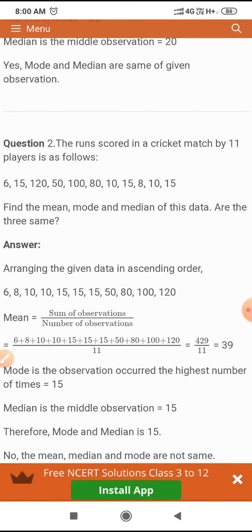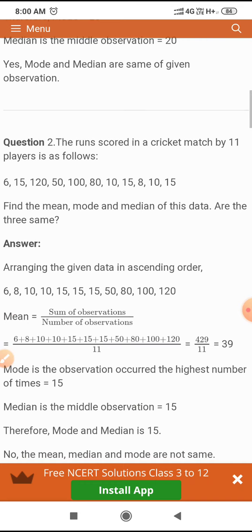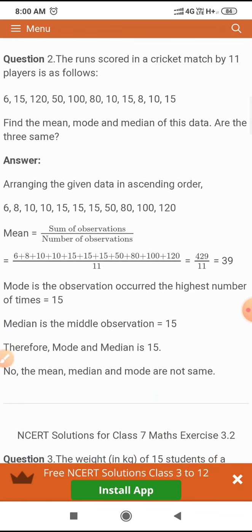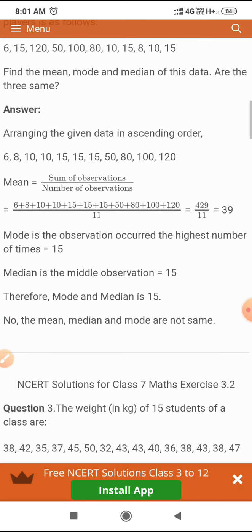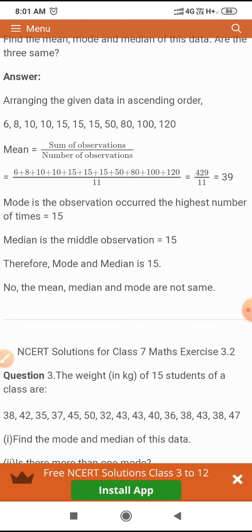Now move to our second question, and the second question is: the runs scored in a cricket match by 11 players are as follows. We have to find the mean, mode and median of this data. Are these three the same? So first of all we arrange our data in ascending order. To find the mean, we apply the formula: sum of all observations divided by the number of observations. After adding all the observations we have 429 here, and we divide this by 11 because we have the scores of 11 players. So our answer is 39.